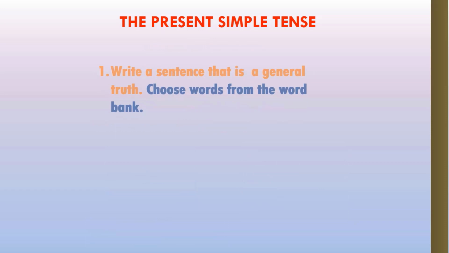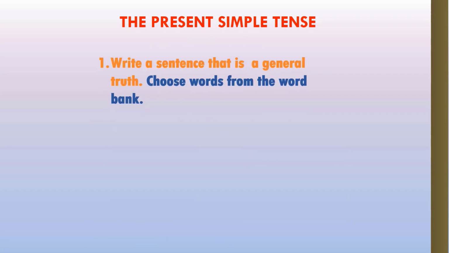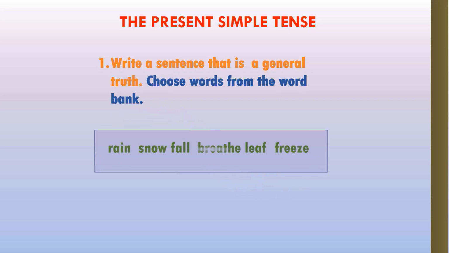Okay, a little bit of practice time for you now. So if you would like to write a sentence that is a general truth, you can choose words from this word bank here, or you can choose your own words to write your sentence. Just a little reminder, it must be a truth that's been the truth in the past, and it continues to be a truth also for the future. You can put the sentence in the comment box, or you can email it to me, whichever you prefer.